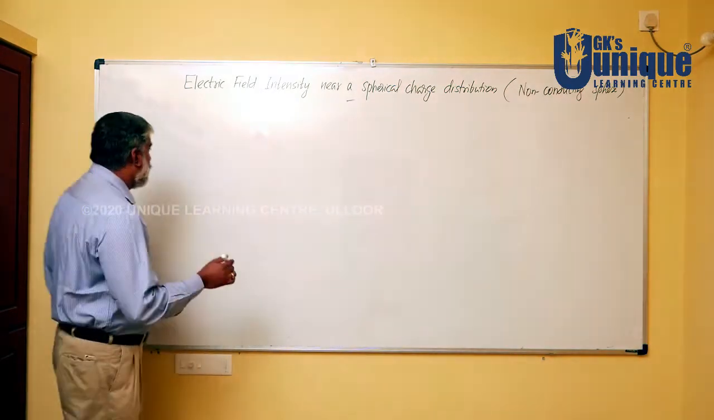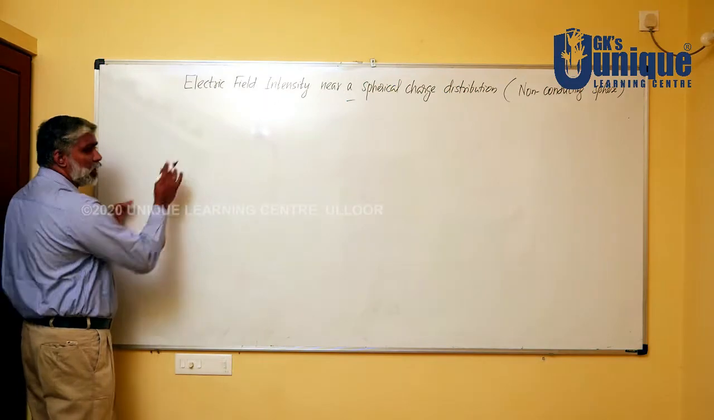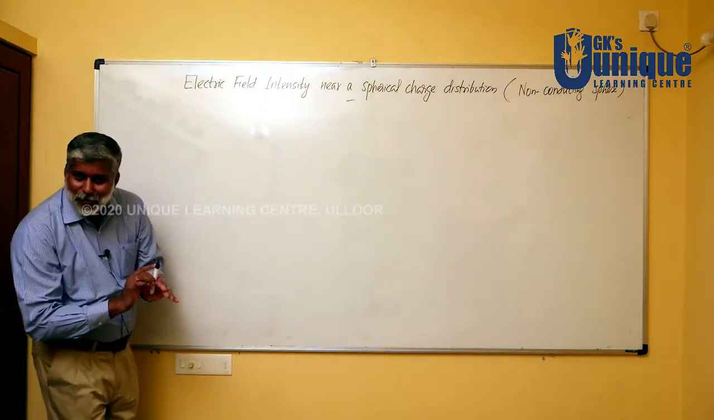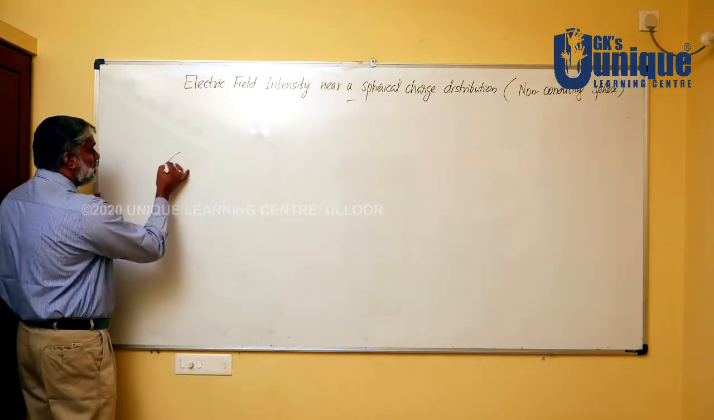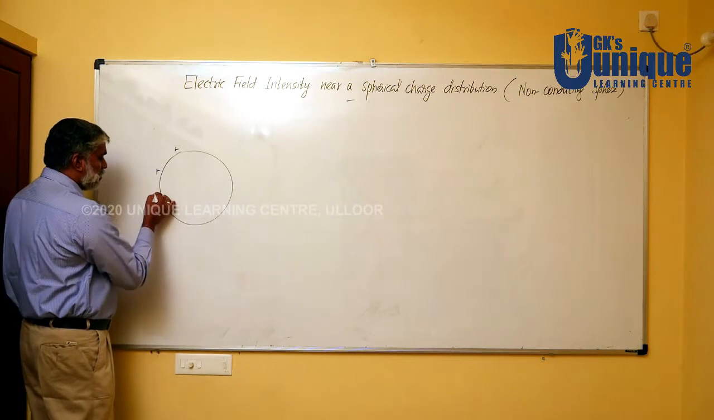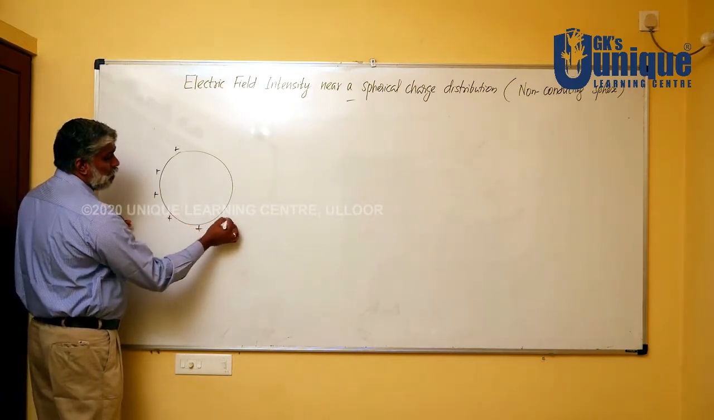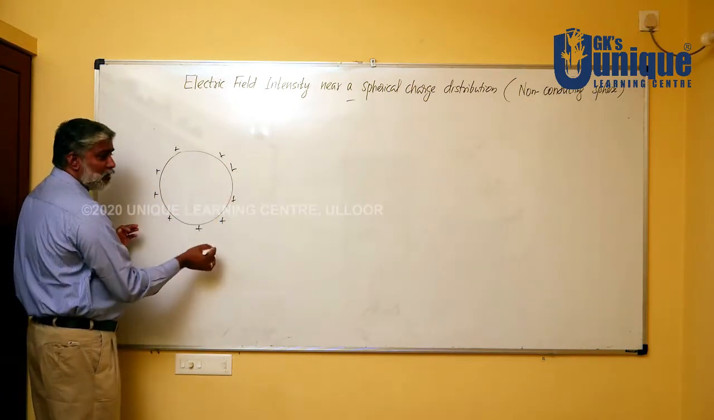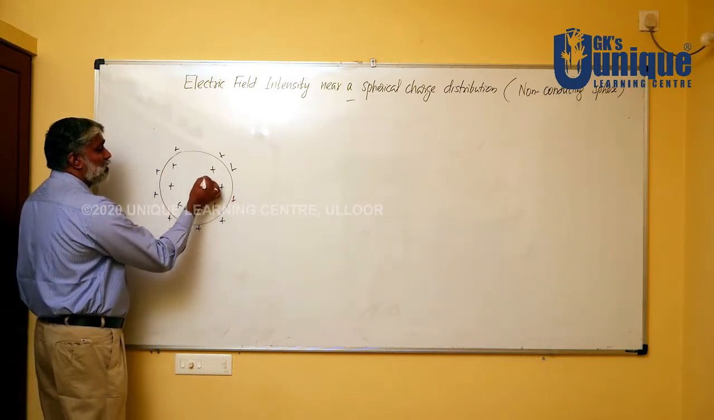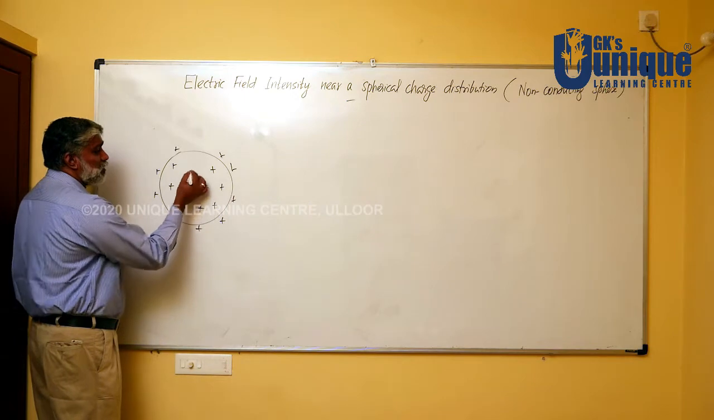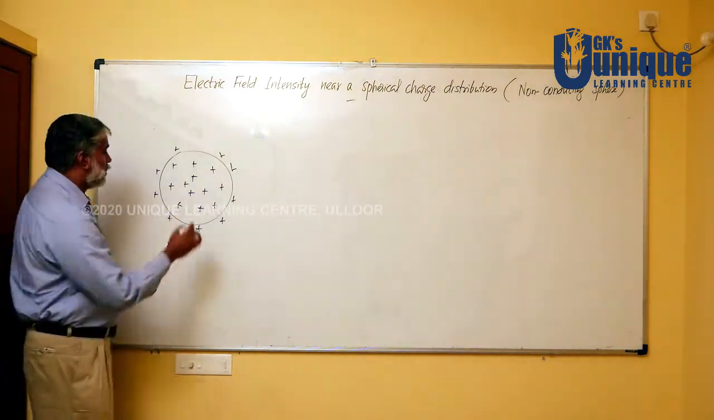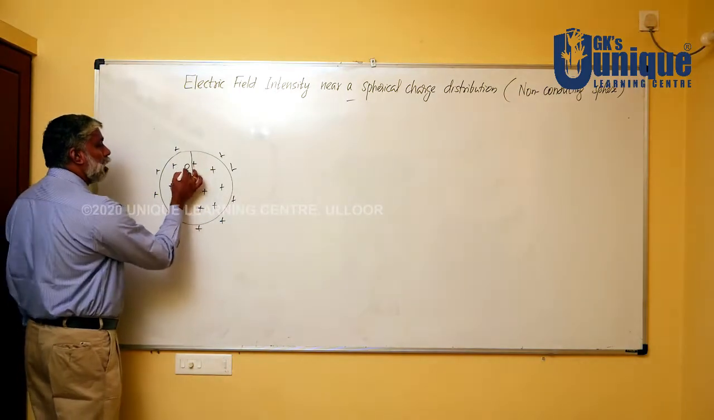See, I have a spherical charge distribution full of positive charge, spherical shape. There are charges on the surface, and there are charges in the interior. So in the entire volume there are charges. This is what? Spherical charge distribution. Then its radius is capital R.